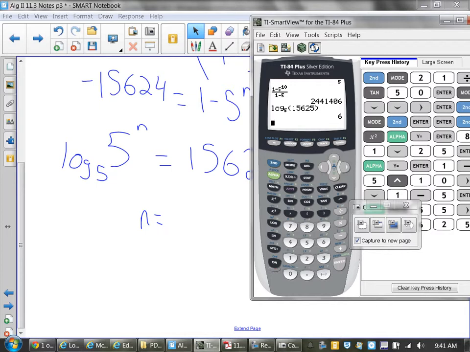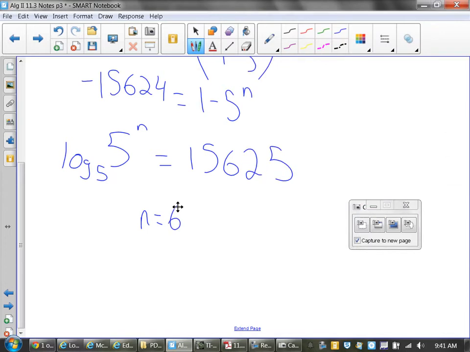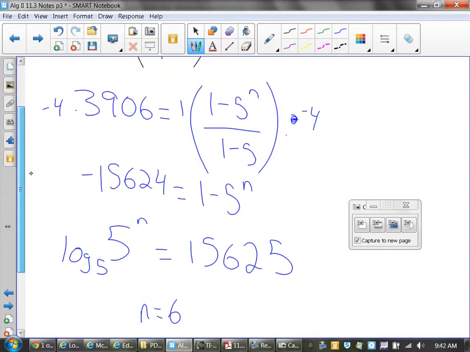It's really a couple buttons you've got to press. Log of 15,625 over log of 5. So your n value is 6. You're done after that.